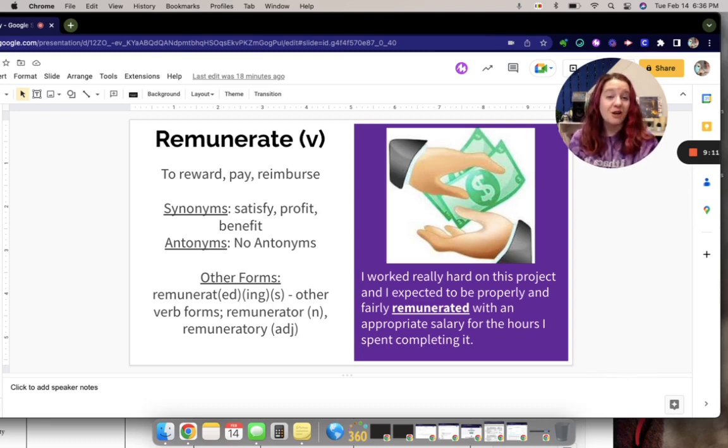Your other forms are your other verb forms, remunerated, remunerating, and remunerates. A person doing that repayment or reimbursing someone is a remunerator. And then your adjective form, remuneratory, which I don't ever hear that word, but it is one other form. So for our sentence, I've given you a lot of context to help with the meaning of the word.